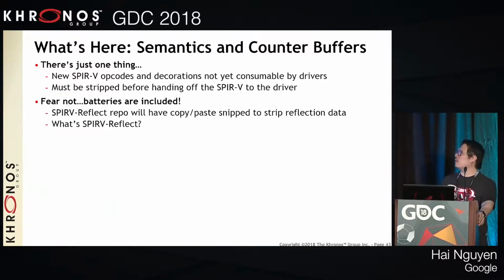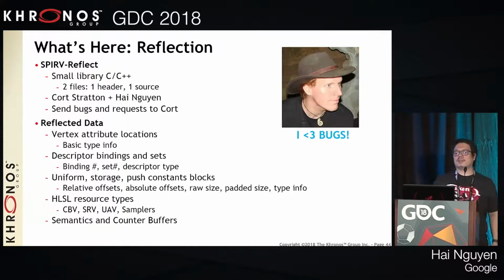This code will appear in the SPIR-V reflect repo. All right, so what is SPIR-V reflect? SPIR-V reflect is a small C library. It's two files, one header, one source. Cort Stratton and myself have been working on it. If you start using it, send all bugs and requests to Cort.